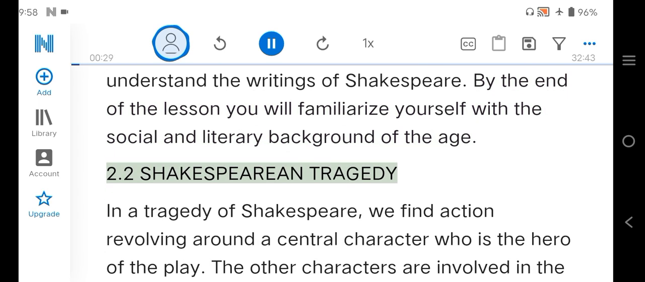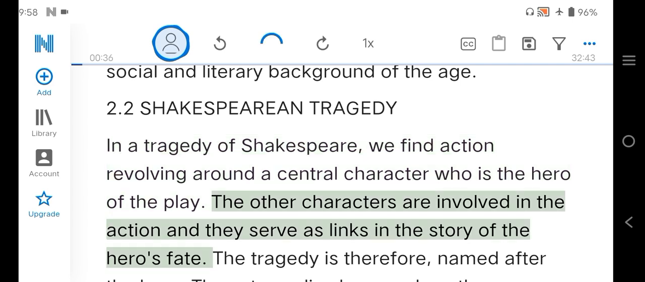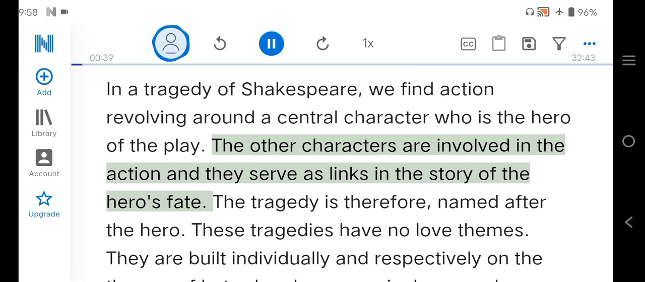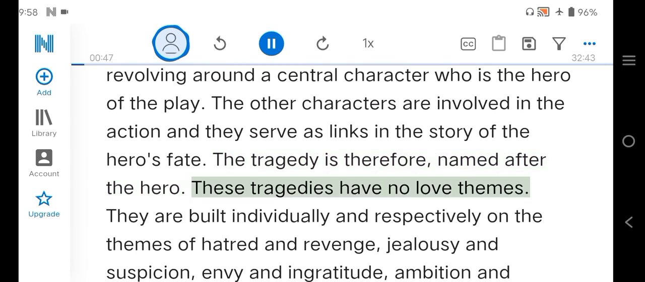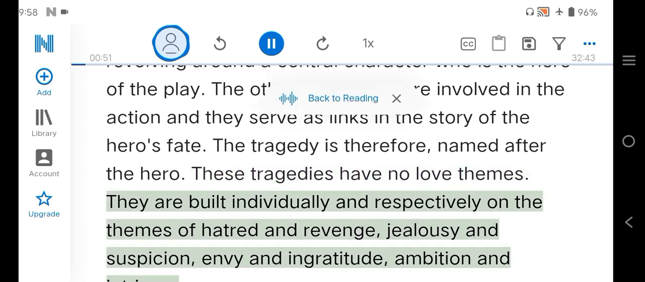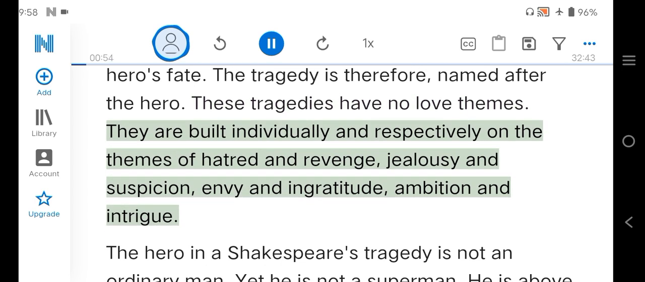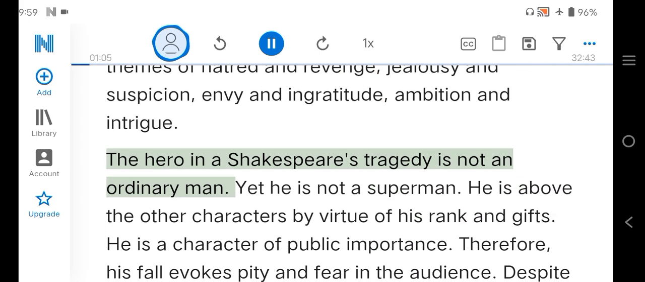2.2 Shakespearean tragedy. In a tragedy of Shakespeare, we find action revolving around a central character who is the hero of the play. The other characters are involved in the action and they serve as links in the story of the hero's fate. The tragedy is therefore named after the hero. These tragedies have no love themes. They are built individually and respectively on the themes of hatred and revenge, jealousy and suspicion, envy and ingratitude, ambition and intrigue.